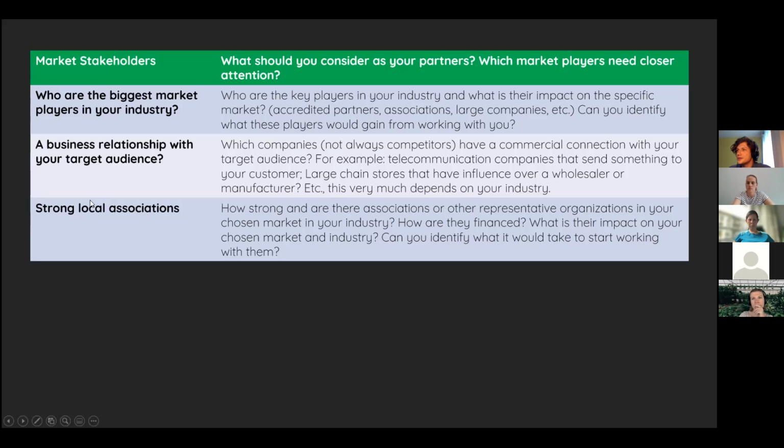So then there are also strong local associations. How strong are they, and are there associations or other representative organizations in your chosen market? How are they financed? What is their impact on your chosen market and industry? And can you identify what it would take to start working with them? It's a similar question to this, but it's a little different in its essence.